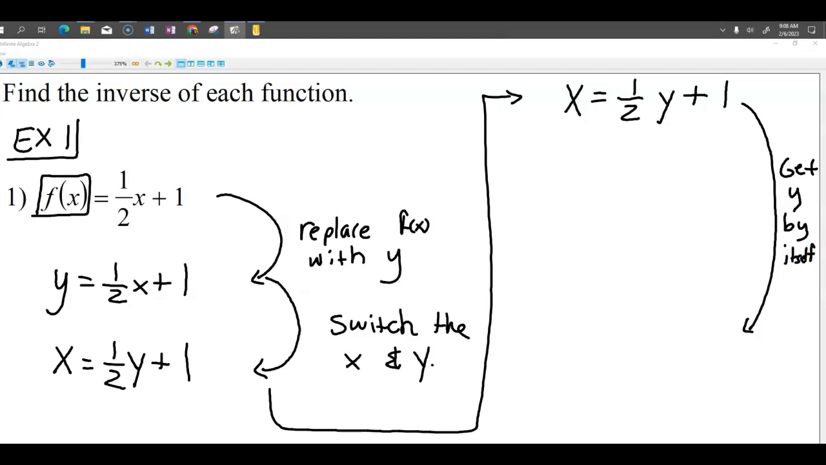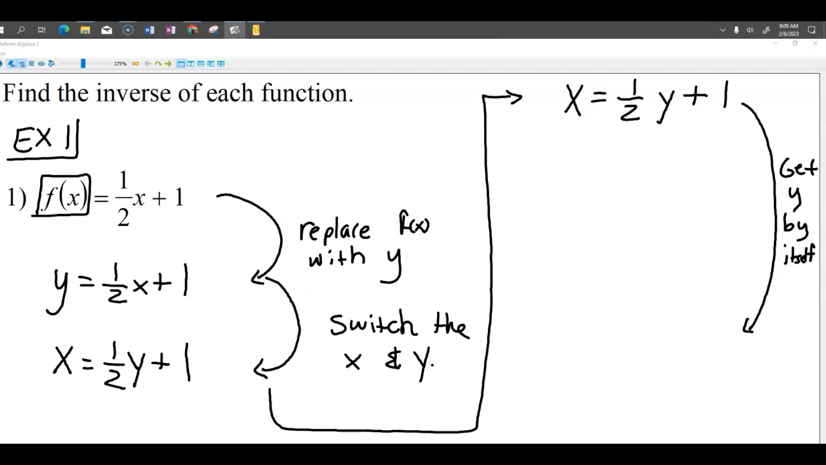So at this point, if I wanted to get the y by itself, what two things do I need to get rid of? I need to get rid of the half, and I need to get rid of the 1. If I can get rid of these two things, the y will be by itself, right? So now, how do we do that? Well, let's start with the half. How do we usually get rid of fractions? You multiply by the bottom number. Good job. So we're going to multiply by 2.